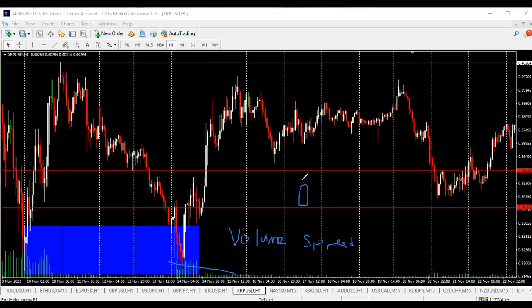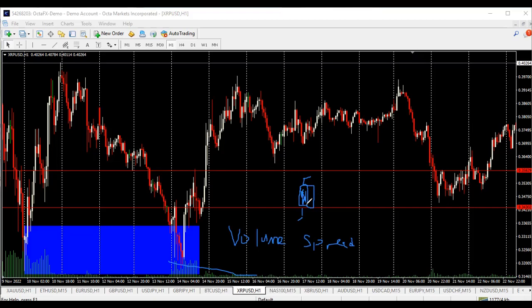I cannot stress this enough. The spread is the body of the candlestick. That's the spread, not considering the wick. The wick is not the spread. You don't add the wick. The spread is the body. So from here to here is the spread. Have that and bear that in mind. It's going to do you good.